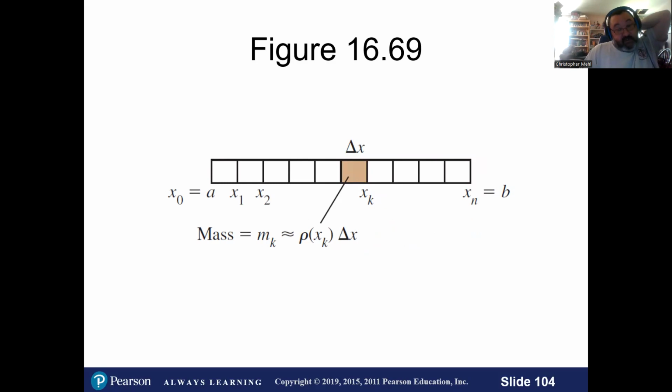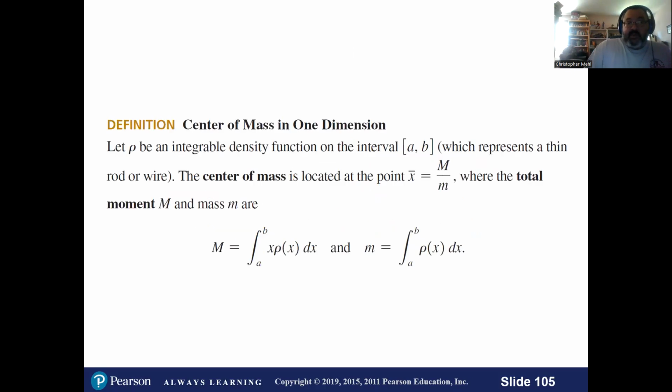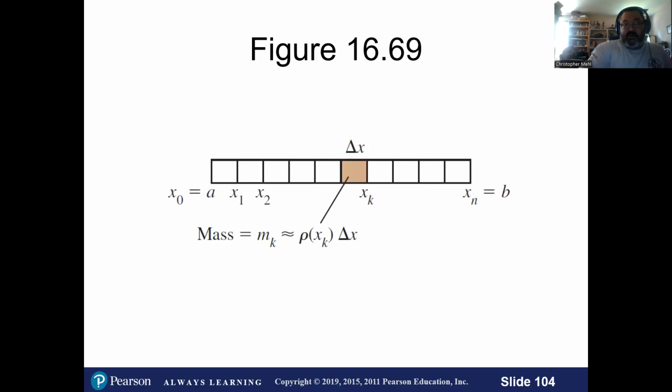And we already saw from before that the mass of the bar on the kth subinterval was going to be the density at some point on that interval, so rho of x k times delta x. That's what we had before. And we know that the total mass, when we add them all up, gives us this integral here on the left. But let's build it up a little more slowly here.